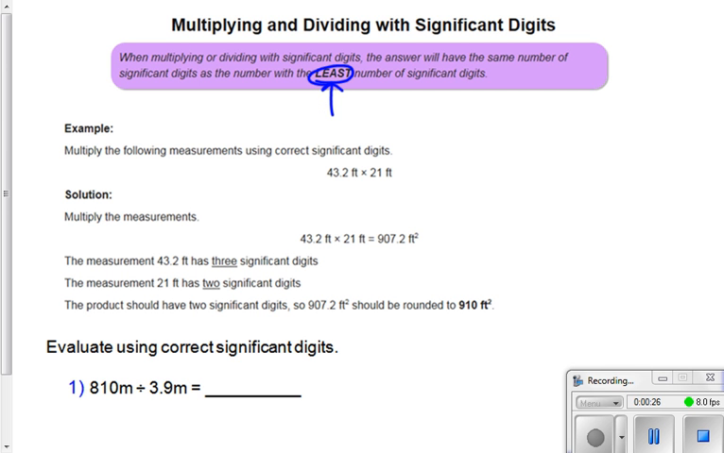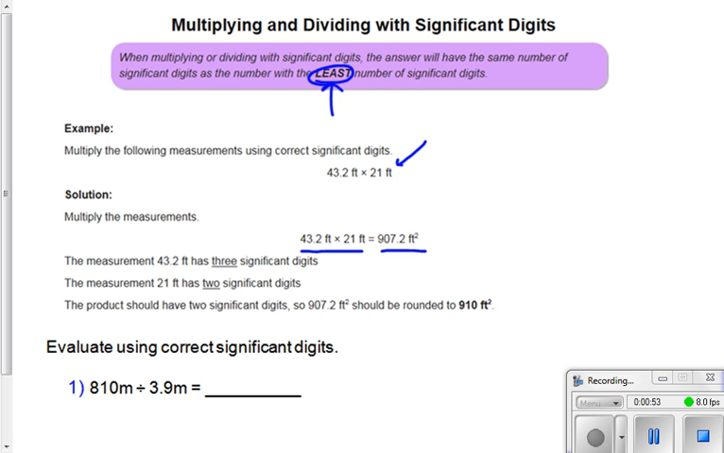So, the key concept example that they give you, this does pertain to physical measurement. Notice here that both of the units there are feet, so it's a physical measurement. Basically what they did is they multiplied 43.2 times 21 feet here, giving us 907.2 feet squared. When we multiply feet by feet, that would be an area, and we get the feet squared.